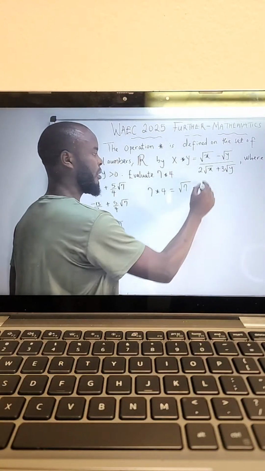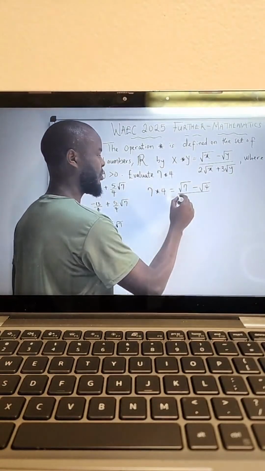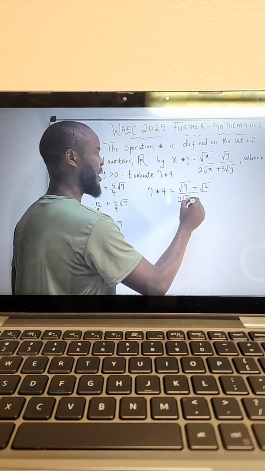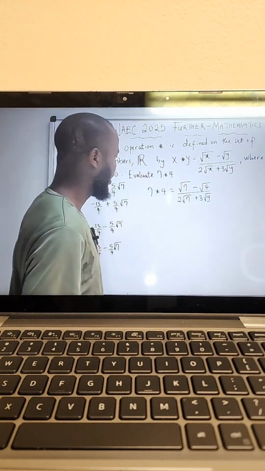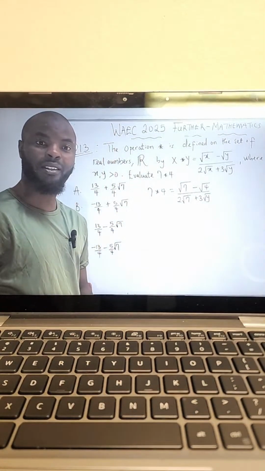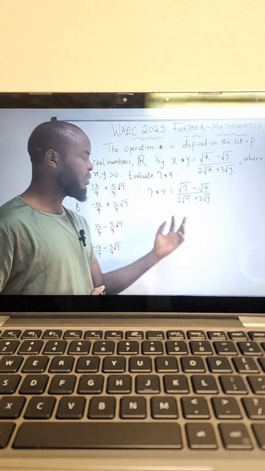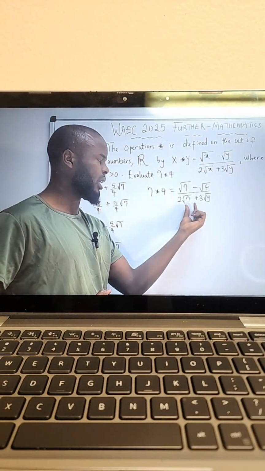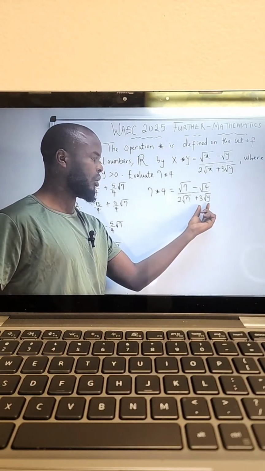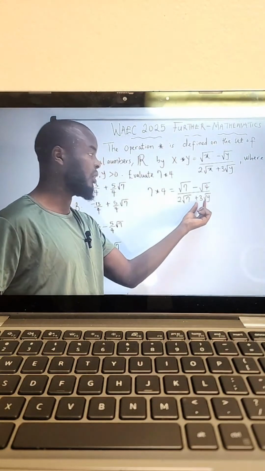If you see y, plug in 4, divided by 2 root 7 plus 3 root y. After this, what next? This is a surd. And when you have a surd problem, the next thing you have to do is to what? Rationalize. Why? Because look at this. You're having two separate surds here, separated by addition. So you have to rationalize to get rid of this surd.